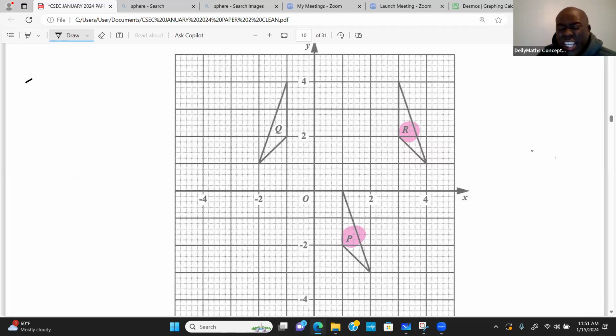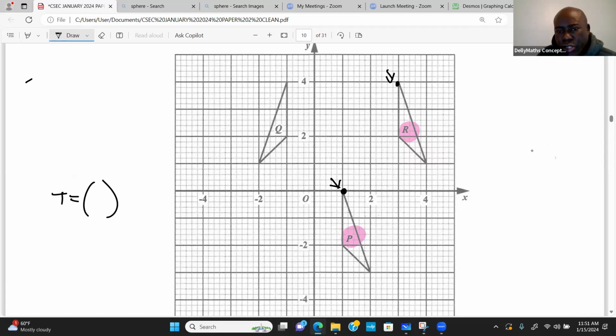So it's a translation. Now, because it's a translation, I need to tell the components for that translation. It's a vector, so I need those components. So I'm just going to pick on one aspect, like this aspect, and figure out how it moved from here to here, right? So I'm just going to do that quickly.